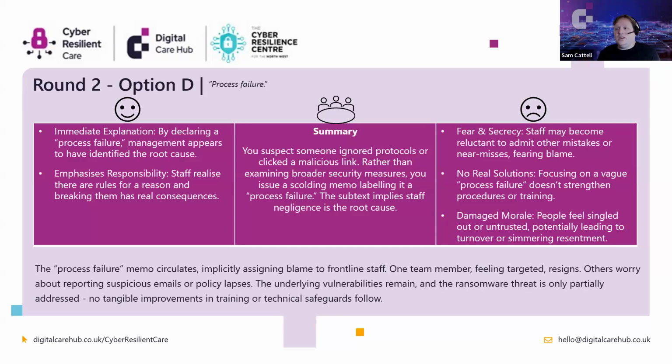So in this particular case, a process failure memo circulates, implicitly assigning blame to frontline staff. One team member, feeling targeted, resigns. Others worry about reporting suspicious emails or policy lapses. The underlying vulnerabilities remain, and the ransomware threat is only partially addressed. No tangible improvements in training or technical safeguards follow. This is just a case of trying not to blame one person. Even if somebody's done something wrong and you know they have, there's much bigger areas that you can concentrate on to try and improve that.